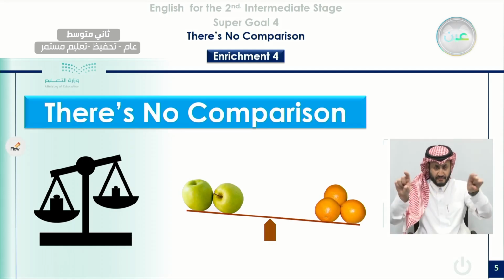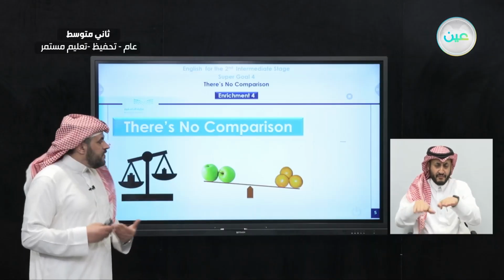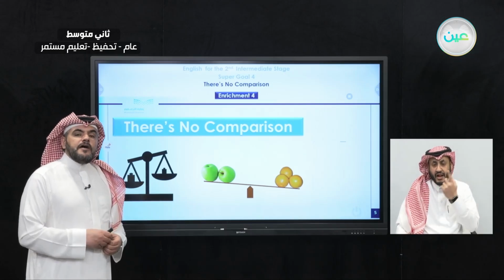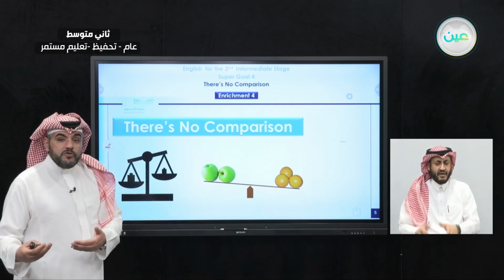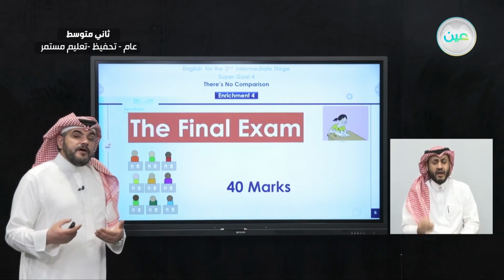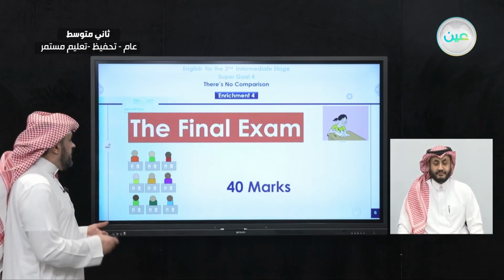There is no comparison. That means two things, you cannot compare them with each other, like weight, like beauty, like any kind of adjective. You use comparison. Sometimes you compare two things, and sometimes you compare one thing to other things. That's what we're going to explain in detail, inshallah.